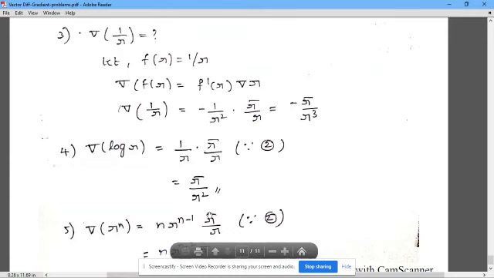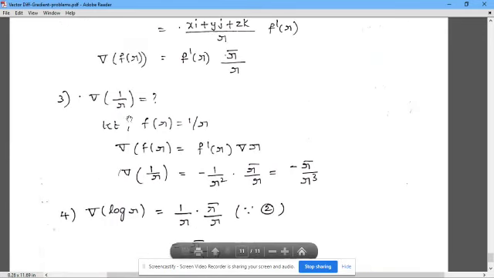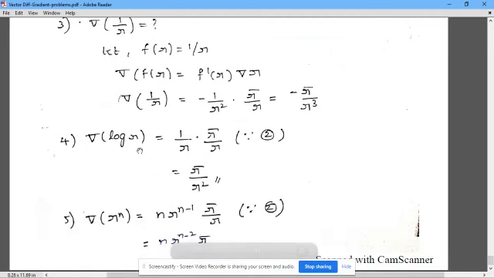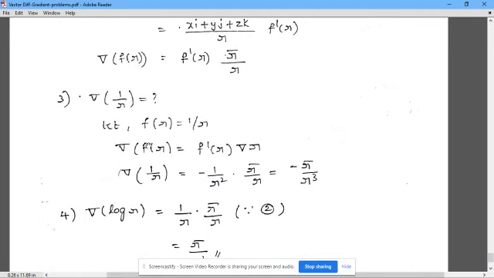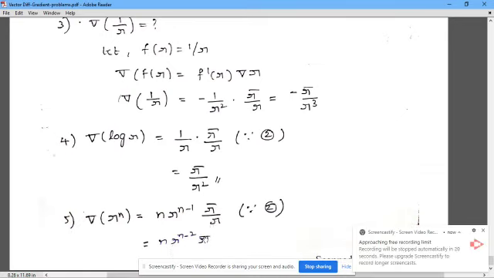Now coming to the last one, that is del of r power n, which is to be compared with del of f of r. So f of r is r power n. Now f dash of r, the derivative of r power n, is n into r power n minus 1. So multiplying r bar by r with r power n minus 1, or taking r in the numerator, we get n r power n minus 2 into r bar.